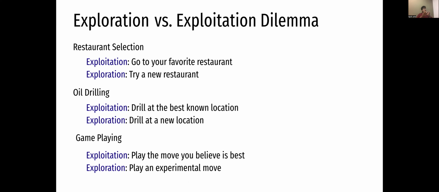Then in the case of drilling, you can drill at the best known location. This is exploitation, and exploration is drilling at a new location. Similarly, for game playing, you play the move you believe is best. This is exploitation. You already know, okay, I should take this move. Exploration means playing an experimental move. This is the basic difference between exploration and exploitation.